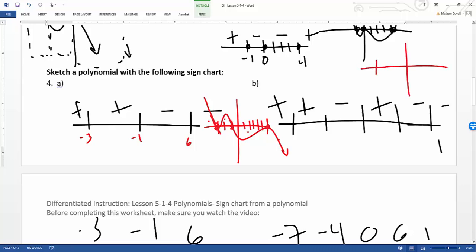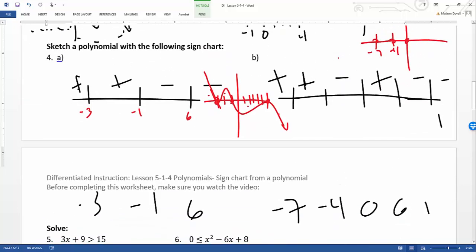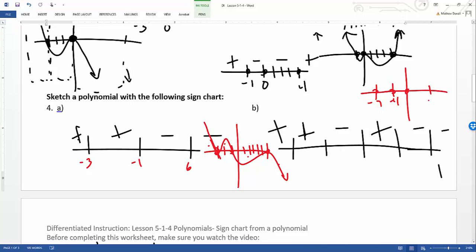This one is negative 7, negative 4, 0, 6, and 11. So we got positive, it bounces, has to stay positive, and then it's going to cross, and then cross, and then cross, and then bounce. And so you can match it: positive, positive, negative, positive, negative, negative.